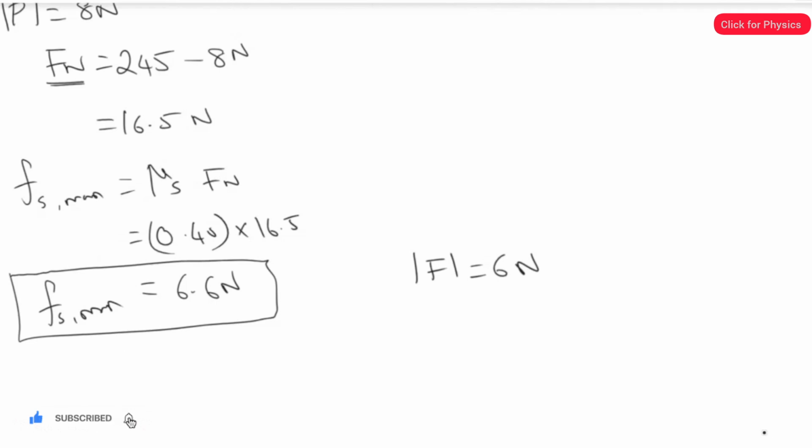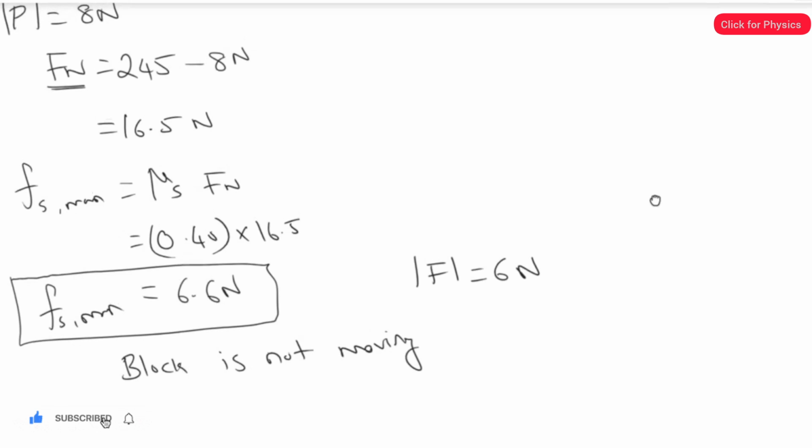So the answer you have to give is: the block is not moving. Why? Because our static frictional value is greater than the applied force. So that's the reason the block is not moving. You can see the maximum static frictional force is 6.6 Newton, but our horizontal force here is 6 Newton. So the maximum static frictional force is greater. That's the reason the block is not moving.